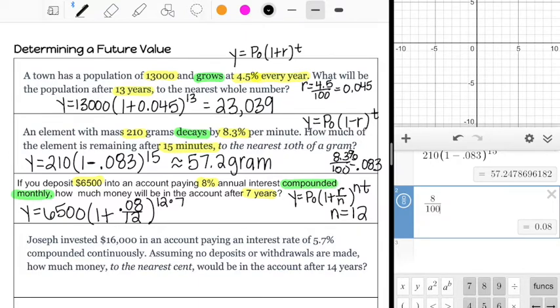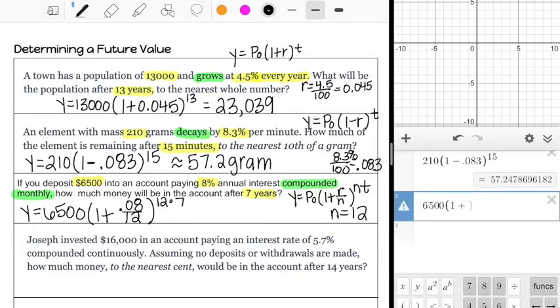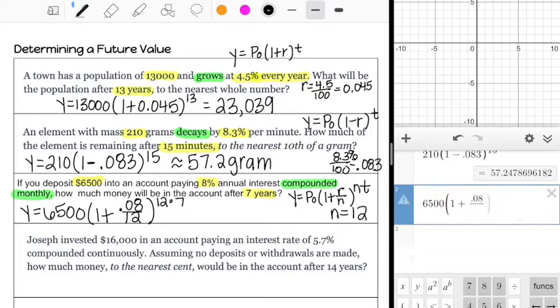So I'm just plugging in everything I know. So 6,500 times, and then I'm going to plug it all into the calculator and Desmos, being very careful that I put it in correctly.